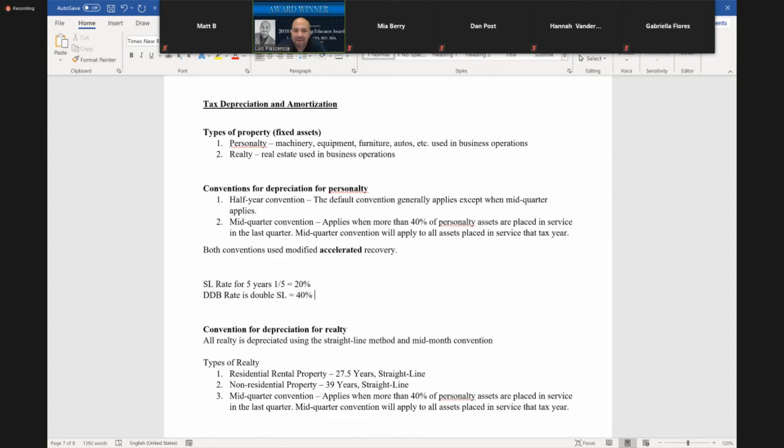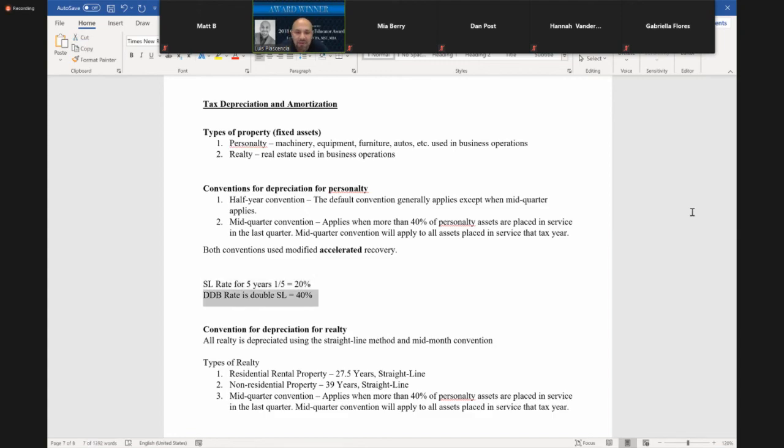MACRS is the Modified Accelerated Cost Recovery System. This is the way it works. It starts out here with double declining balance. Eventually, it's a bit tricky the way it works, it switches over to straight line towards the latter part of the life. But it starts out here.